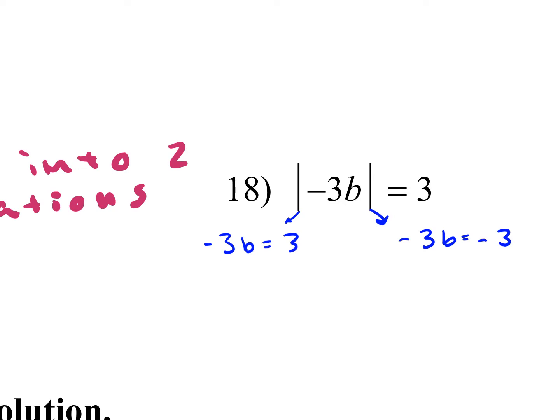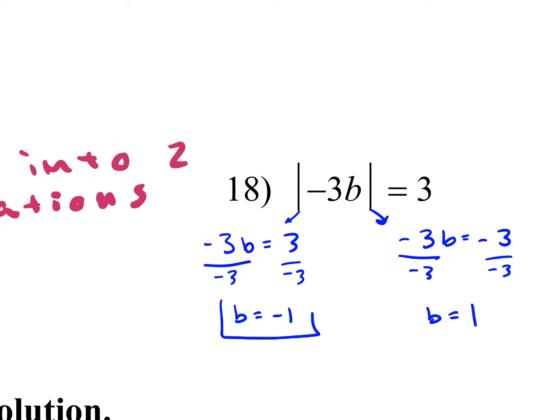Then we just solve it regularly like we would. So divide by negative 3. So b is equal to negative 1. And then the other one, divide by negative 3. b is equal to 1. So these are our two answers here.